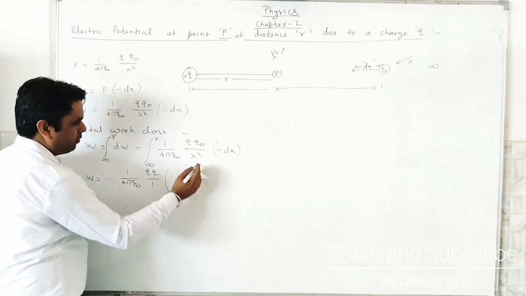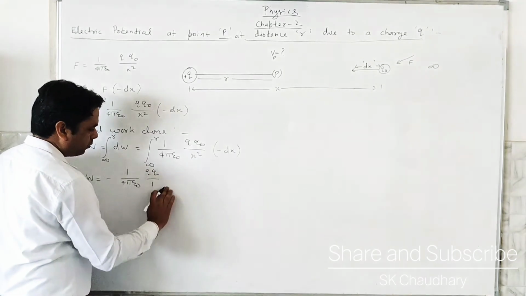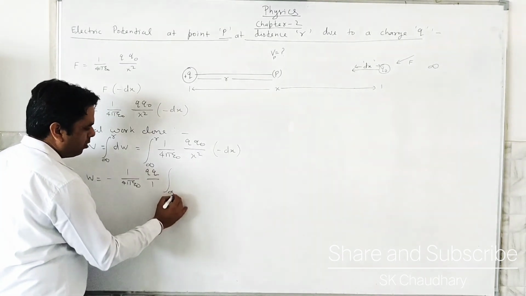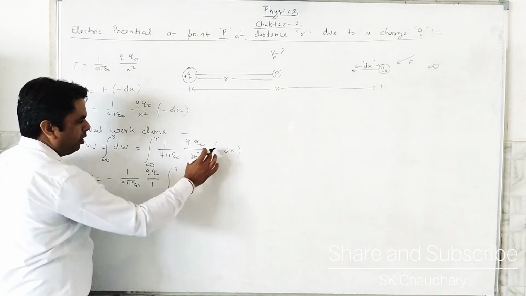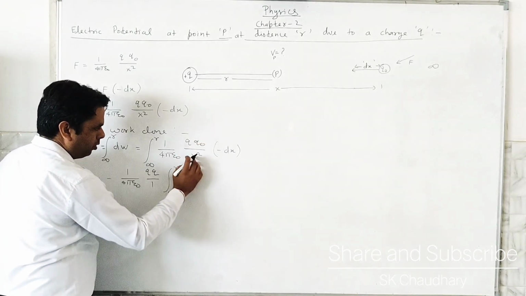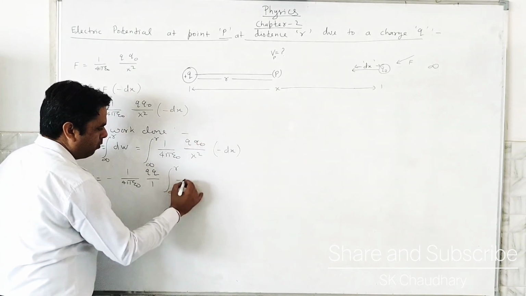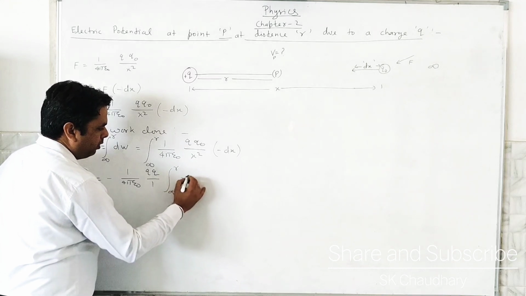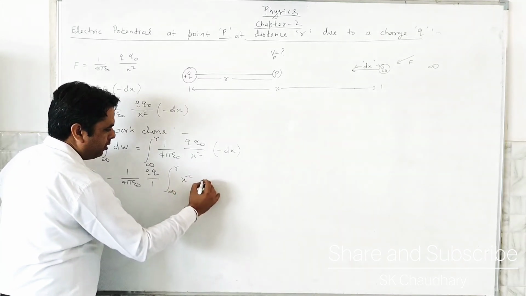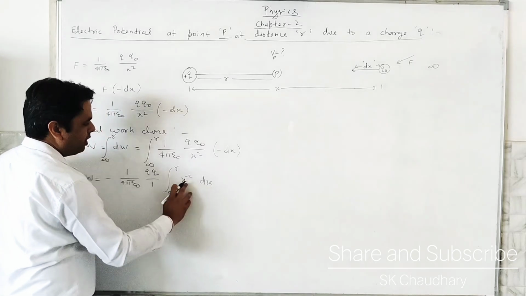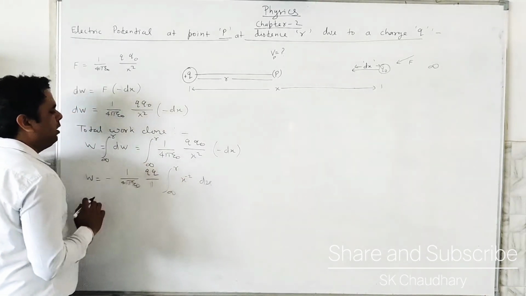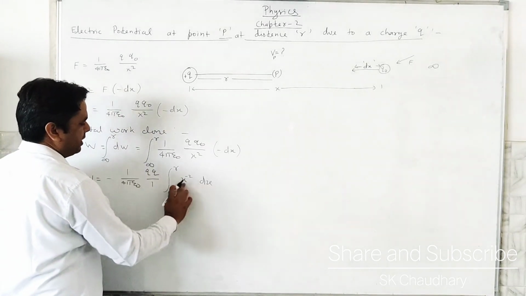So these are the terms which are coming out, and what will happen? Integration from infinity to that point r, and also x square will be over there, so the power will become negative 2, and dx. The integration takes place with respect to dx, यानी कि x के respect में.